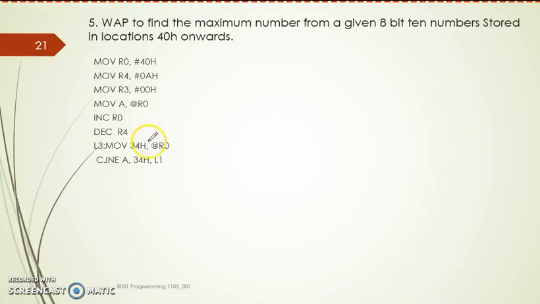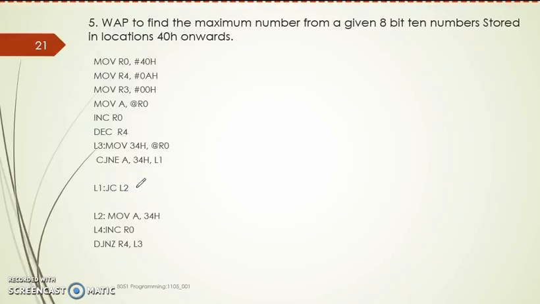Now move 34H at R0. Whatever value was there at R0, that is your second number in the array, is loaded into 34H. Now this is a temporary memory location whose address is specified directly. CJNE A, 34H, L1. Compare the first number with the second number. If it is not equal, jump to L1.